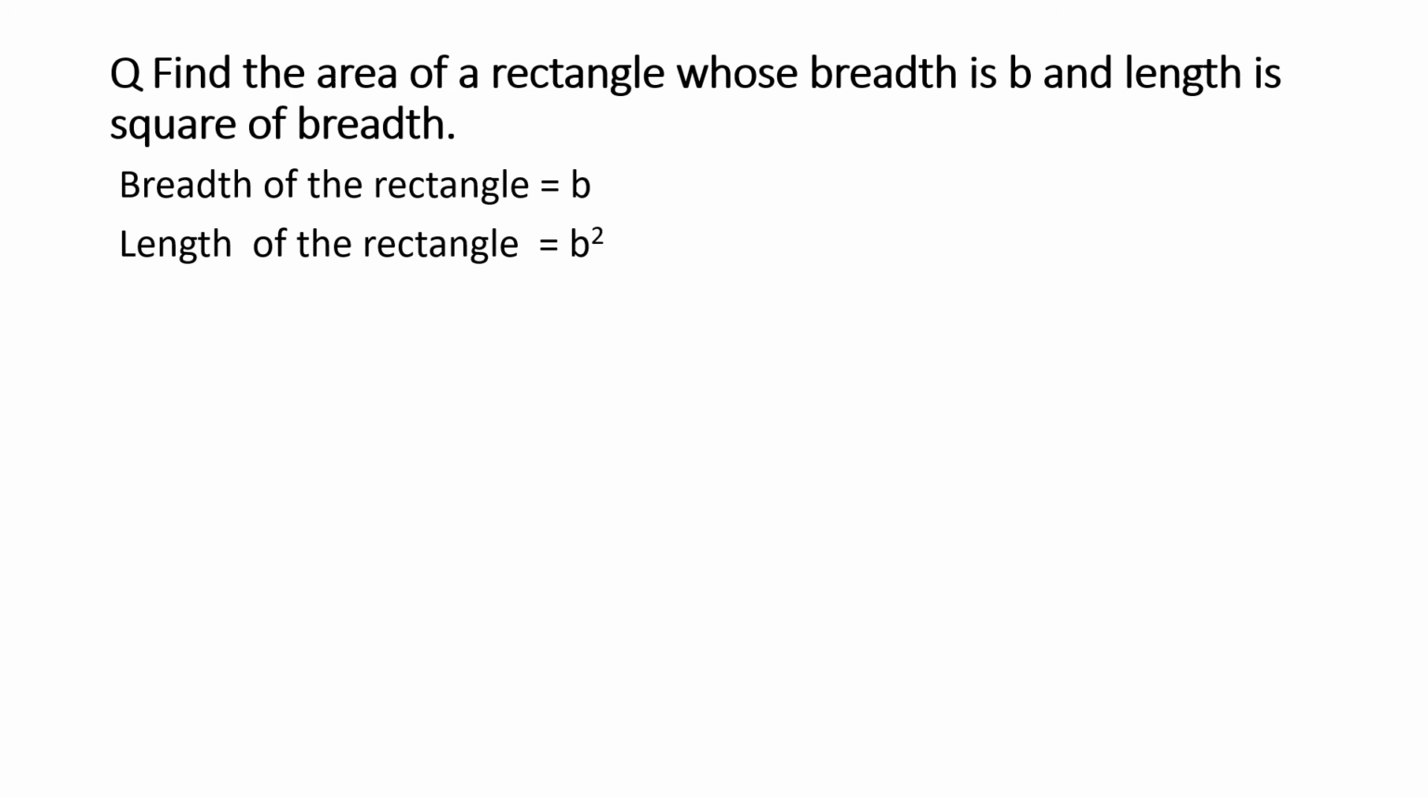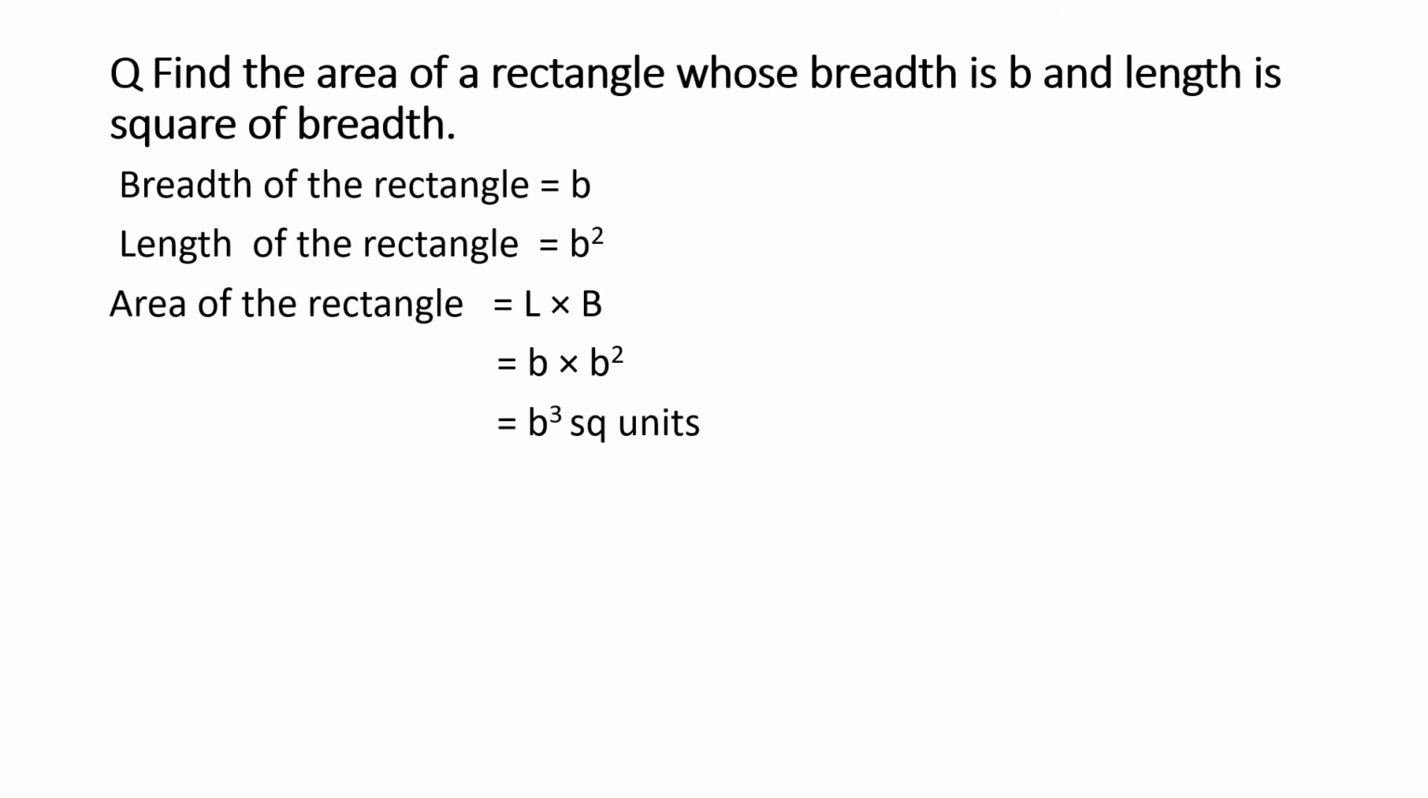If the breadth is B, the length must be equal to B square, and the area of the rectangle is length into breadth: B into B square. Now the bases are the same, and with the multiplication sign we add the powers, that is B raised to power 3 square units. Now from there square units has come. My dear students, whatever the unit, meter, centimeter, millimeter, square unit means the square of that unit, because area is always in square units.